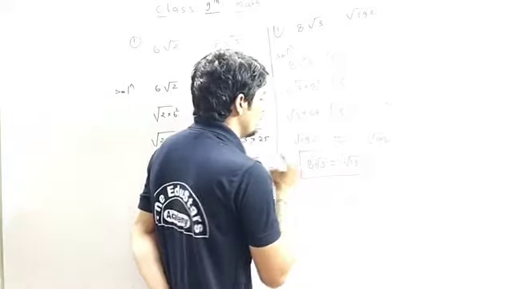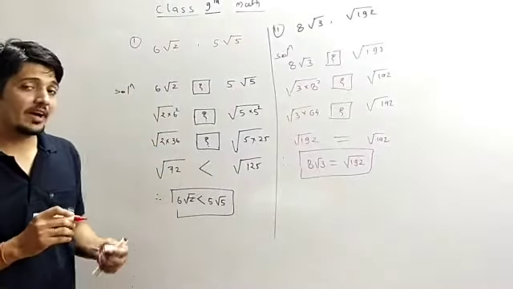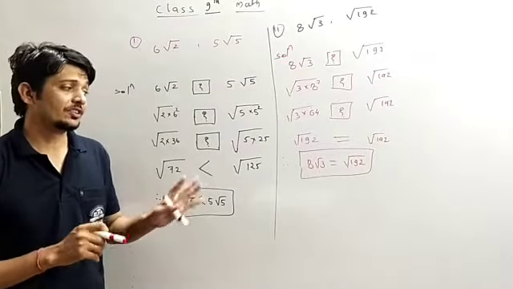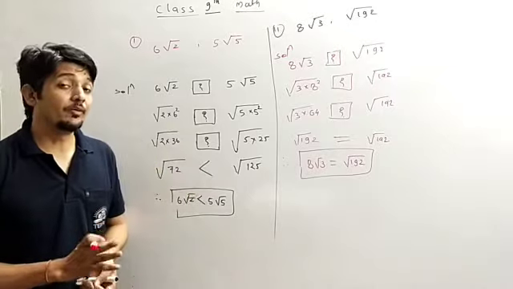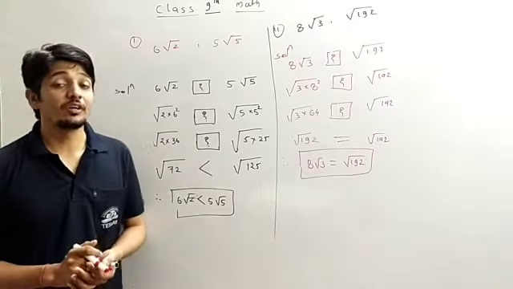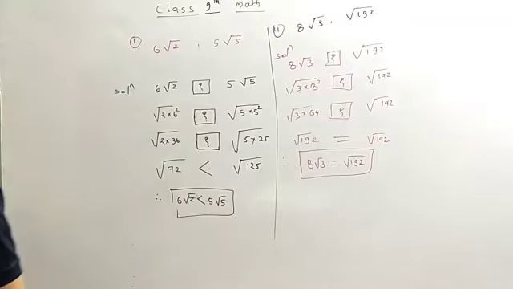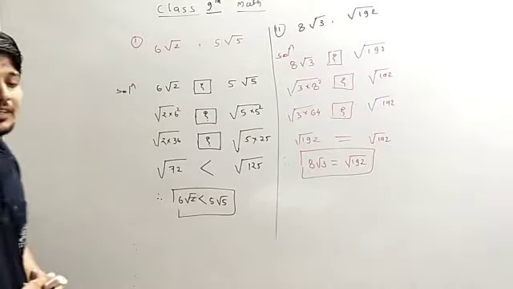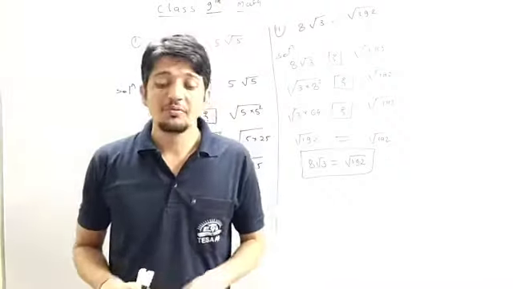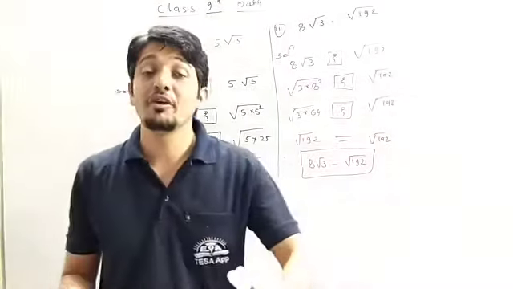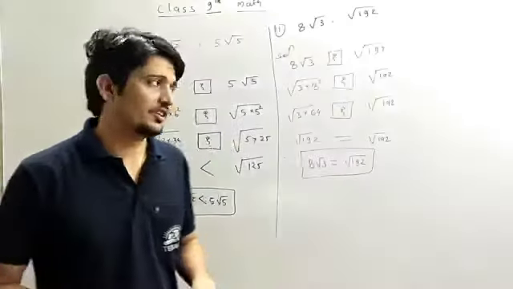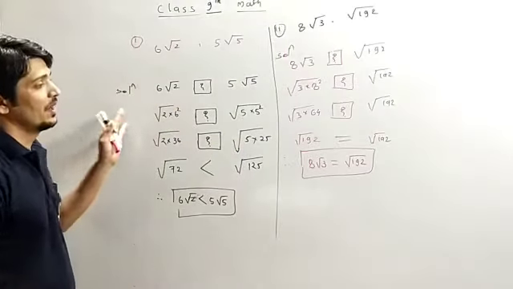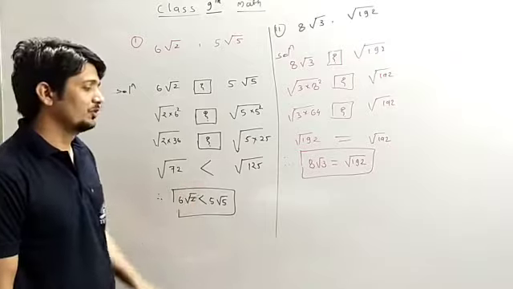Therefore we can write 8 root 3 is equal to root 192. So this is the way we have to simplify or solve these surds, and evaluate whether the given surds are equal or not. We have one more pair of surds that we have to evaluate. So I hope you have written it down, and if not, please write it down.